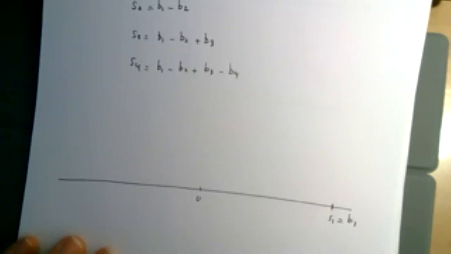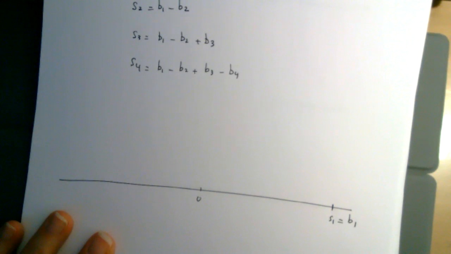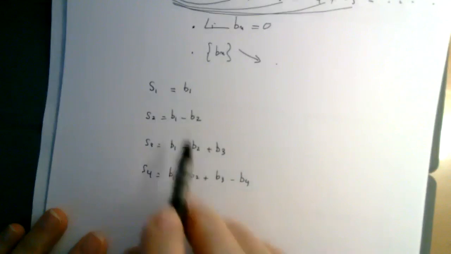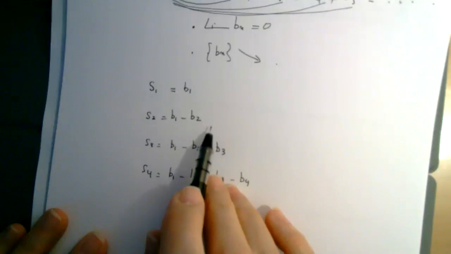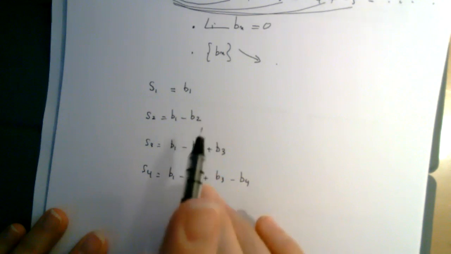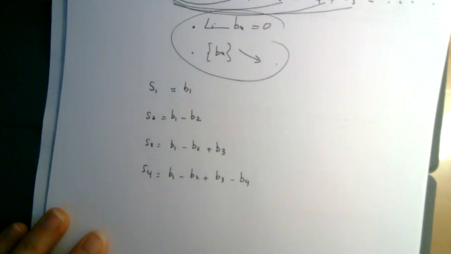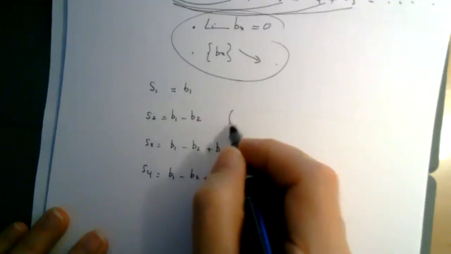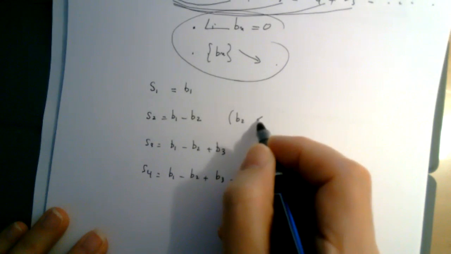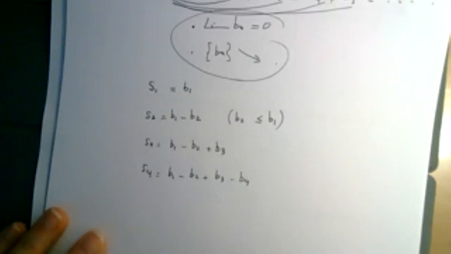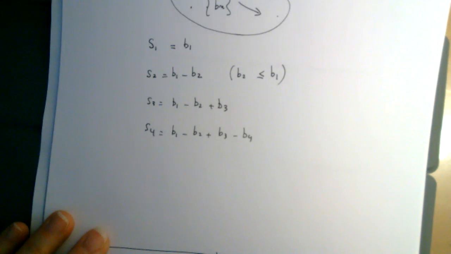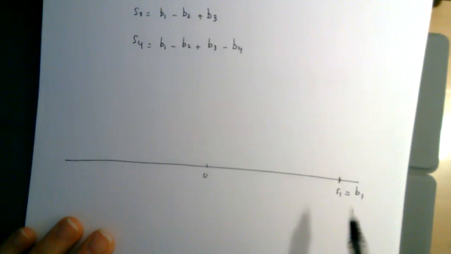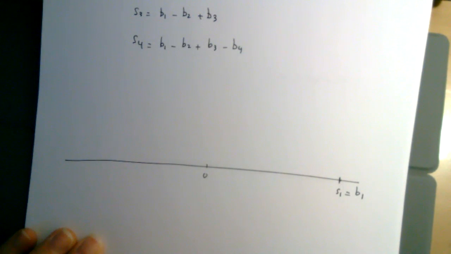Do you guys see well? That's S1. What is S2? It's B1, but you're going to take away B2 from it. And be careful. My condition is that the Bn are decreasing, so assuming those two conditions are satisfied, it means B2 is actually less than B1. So what is S2? It's S1, but you're going to take away B2 from it.